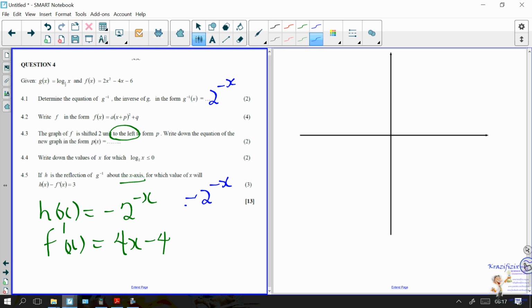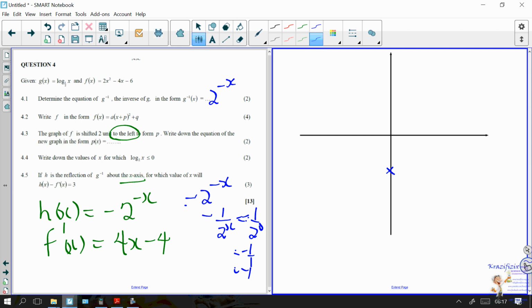But if you remember where we came from, I want you to learn to re-express this. It's something as saying -1 over 2x. So it's -1 over 2 to the power 0. 2 to the power 0 is 1. So you have -1 over 1, -1. I hope that makes sense. -1. So my intercept is -1 there.